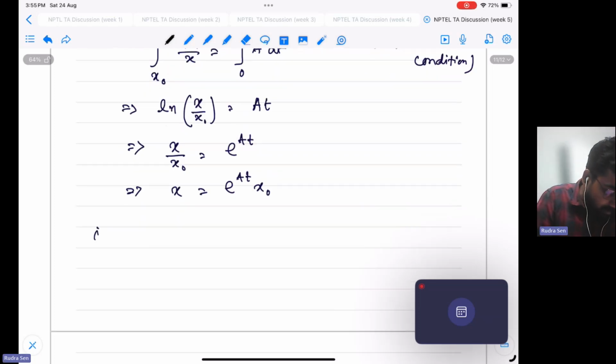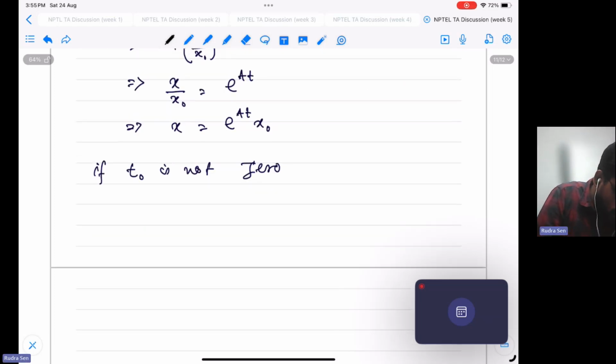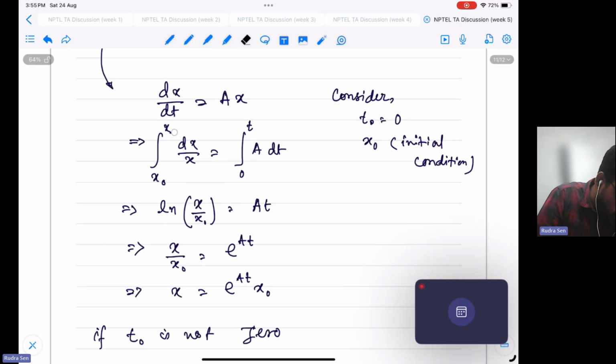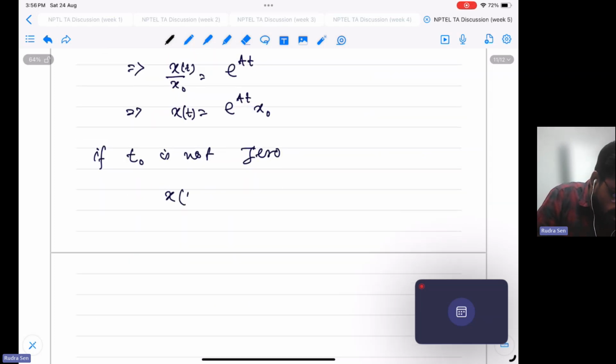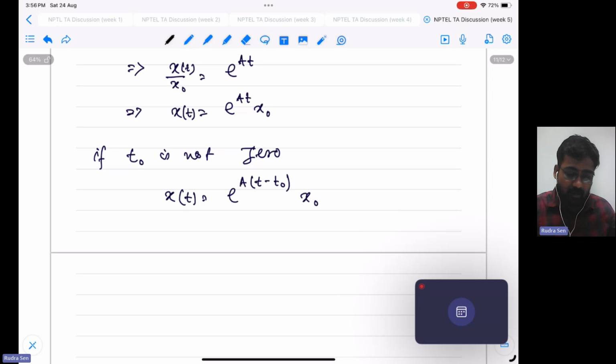If t0 is not 0, in that case, this is x of t. So we get x of t equals e to the power A(t minus t0) x0. Okay, so this is for the unforced system in state space.